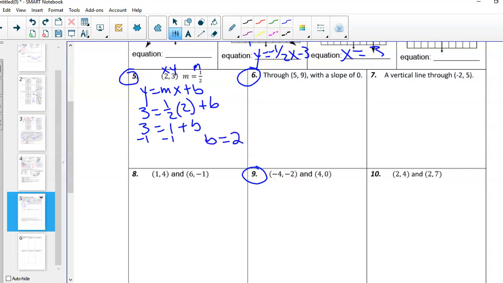Now, just because you find your y-intercept doesn't mean you're done. You need to put all of that together in an equation. What is your equation? y equals 1/2 x plus 2. Correct. Don't forget your x's and y's. All of your equations need to be y equals whatever your slope is, the variable x, plus or minus whatever your y-intercept is.